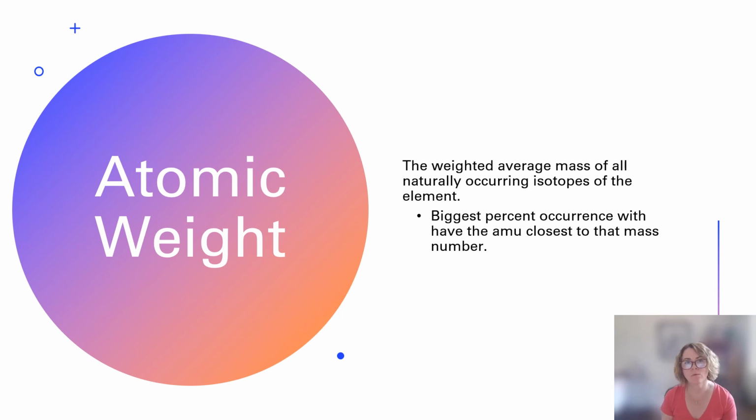As we step through the calculation, it'll be in a couple of slides, and I'll show you how to find this number on the periodic table. The biggest occurrence, so the most abundant isotope, will have the AMU closest to that mass number, and I will show you what I mean by that.